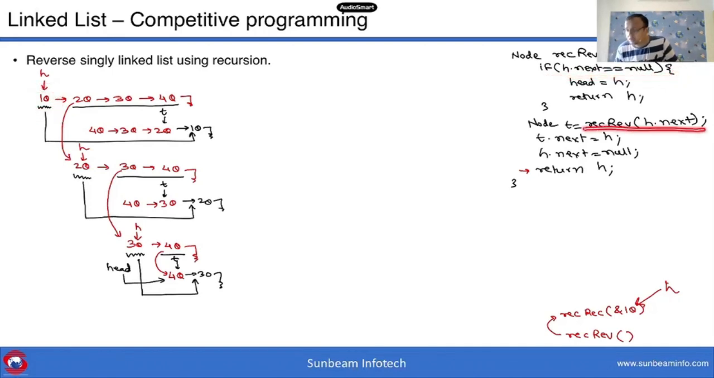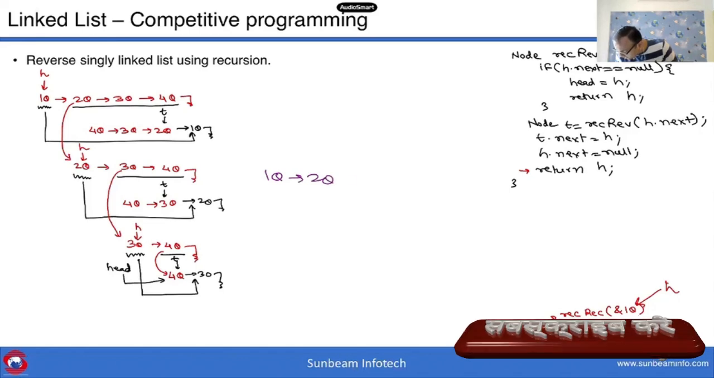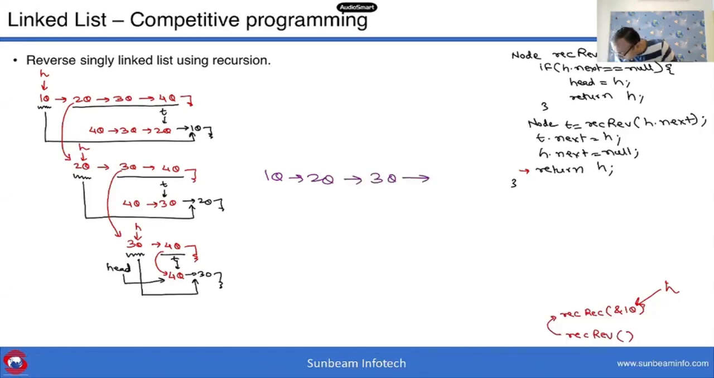You are making a recursive call for the h dot next. Obviously, h dot next, you see it over here, it is basically 20. So ultimately, your linked list is something like this. Let me write it over here once again: 10, 20, 30, 40, and h, which was over here, you are now making a recursive call. So you are going from here to here and making a call to the recursive reverse with this as 20.